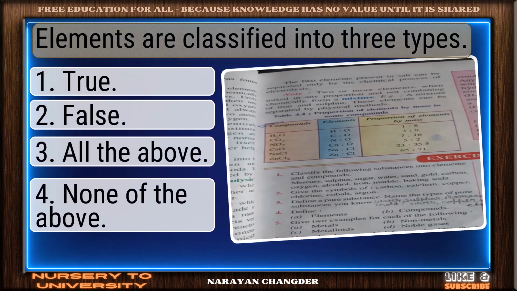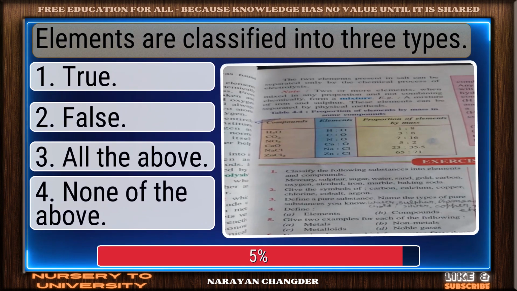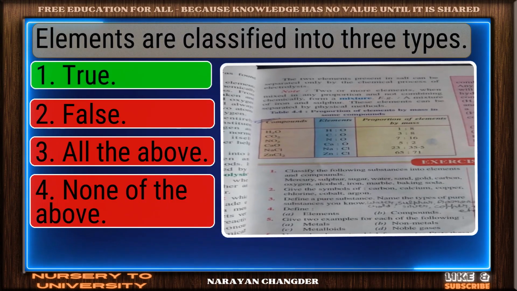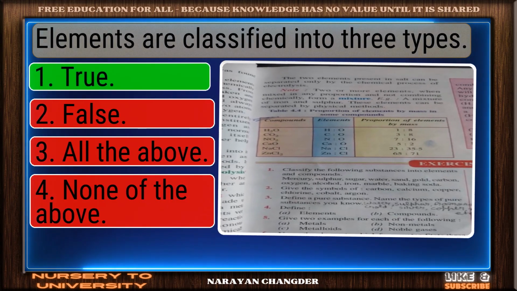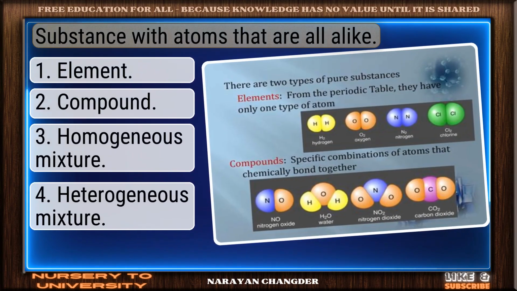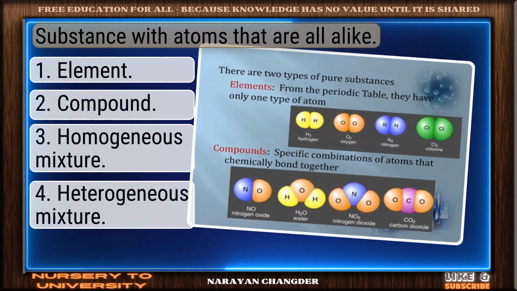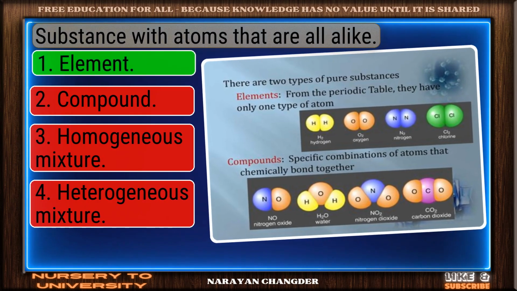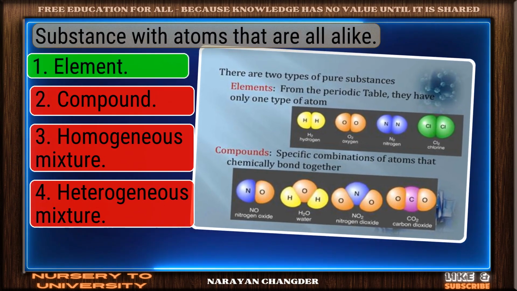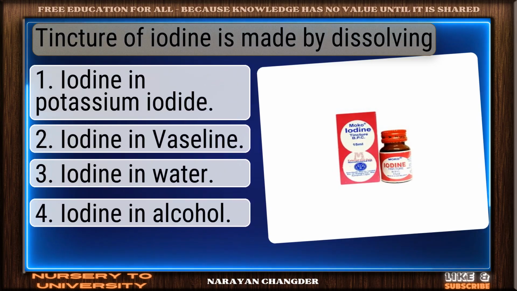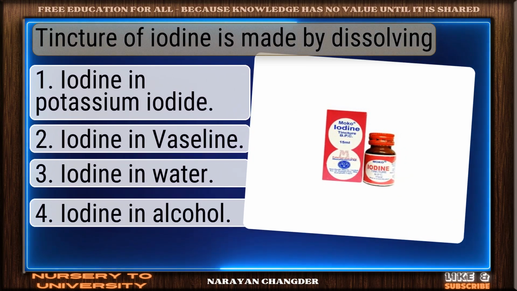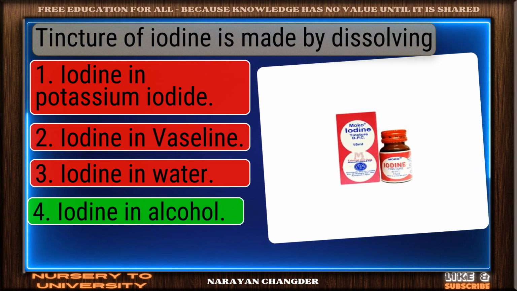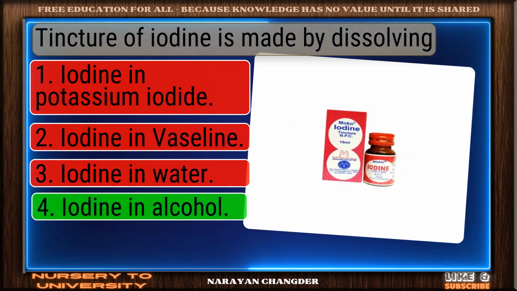Question number 228. Elements are classified into 3 types. Exactly. True makes sense, and it is the right choice. Question number 229. Substance with atoms that are all alike. You're right. Element is the correct answer. Question number 230. Tincture of iodine is made by dissolving. Excellent. Iodine in alcohol is a brilliant choice.